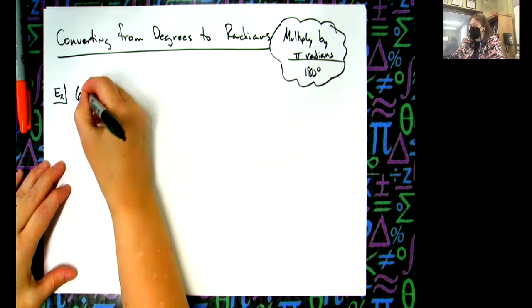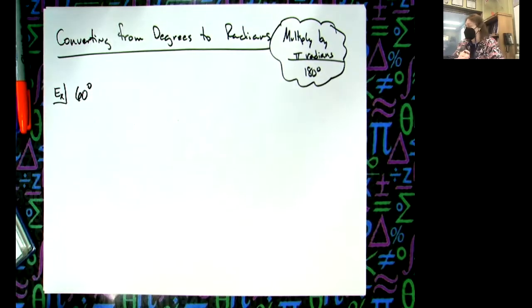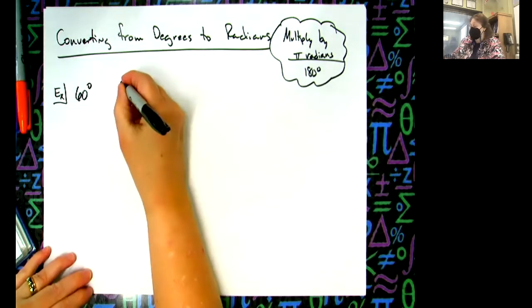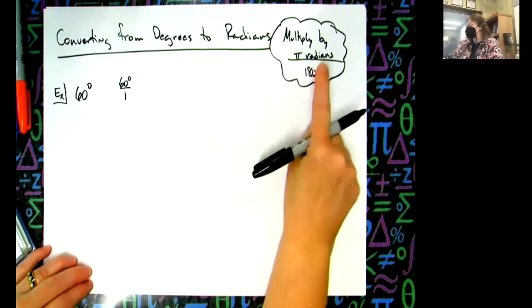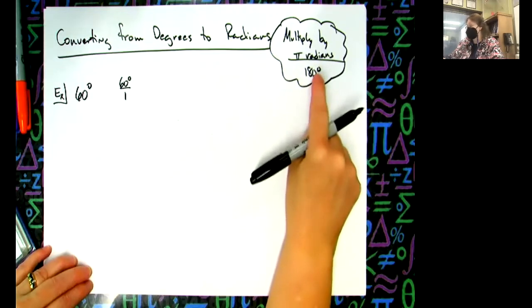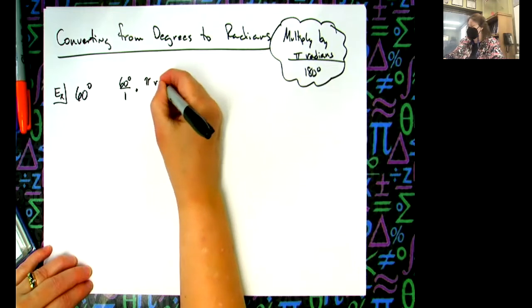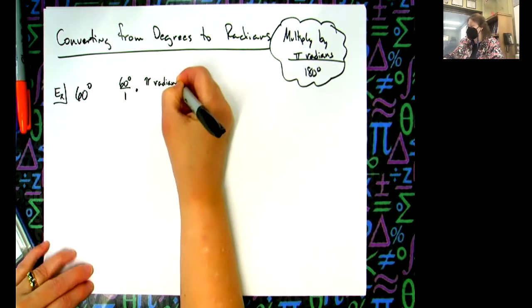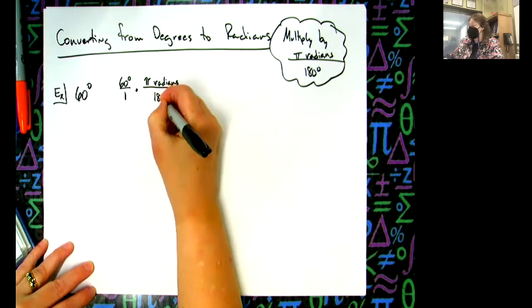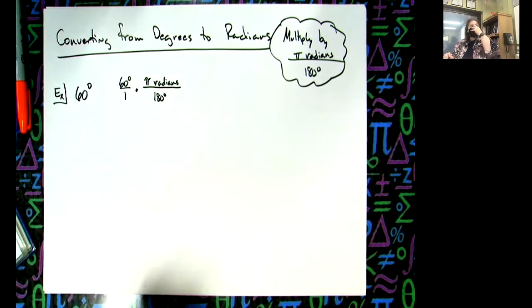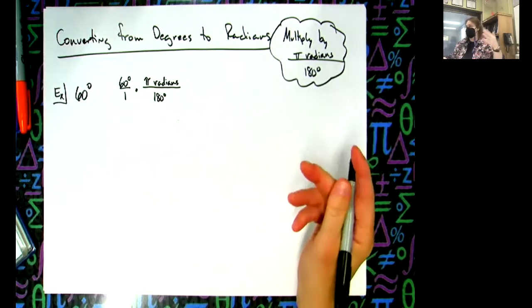We're going to take 60 degrees and convert that to radians. I'm going to put 60 degrees over 1 and multiply it by the conversion factor of pi radians over 180 degrees.